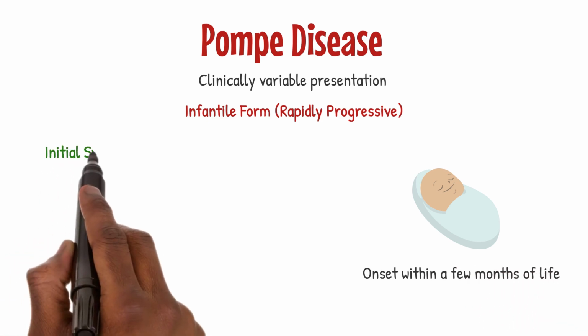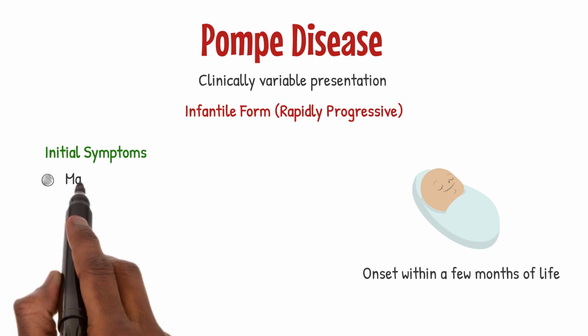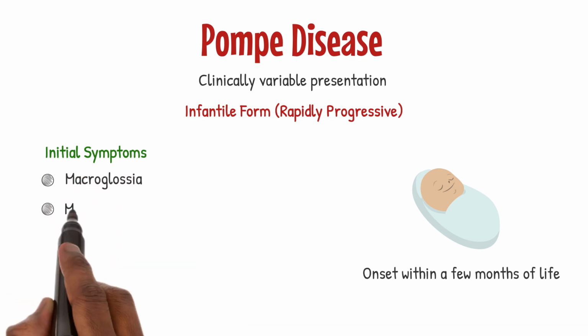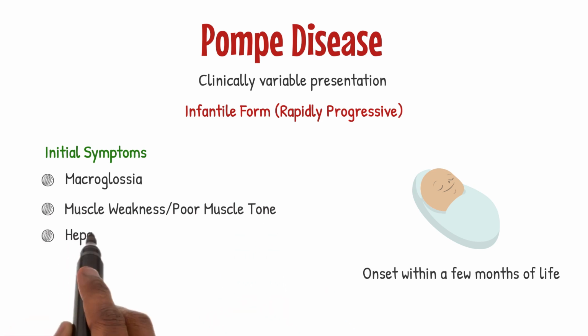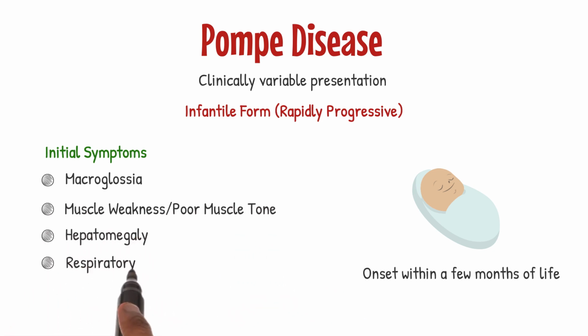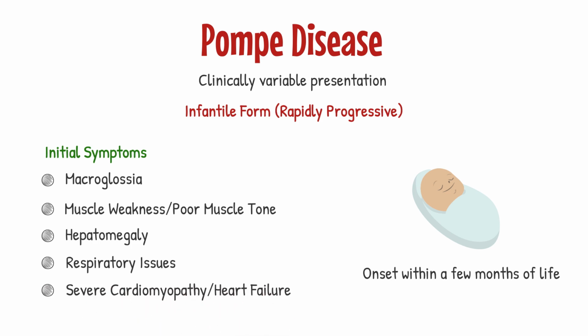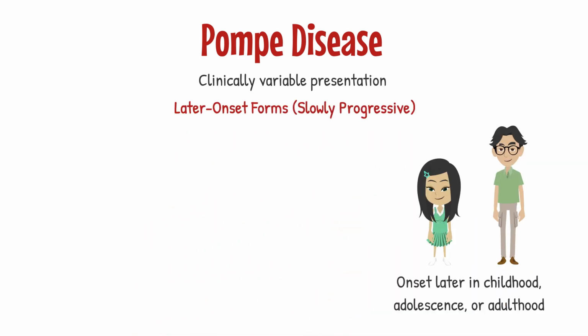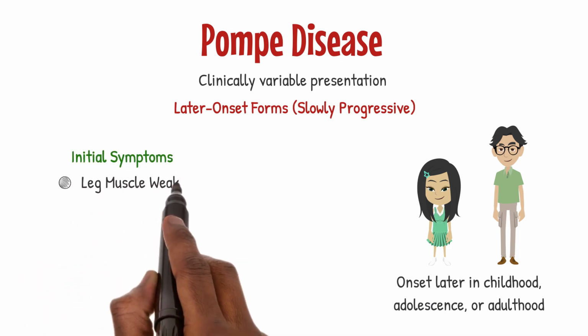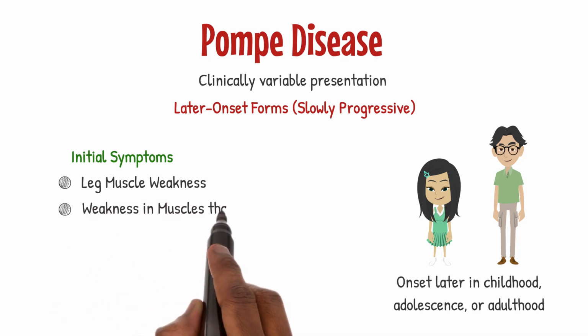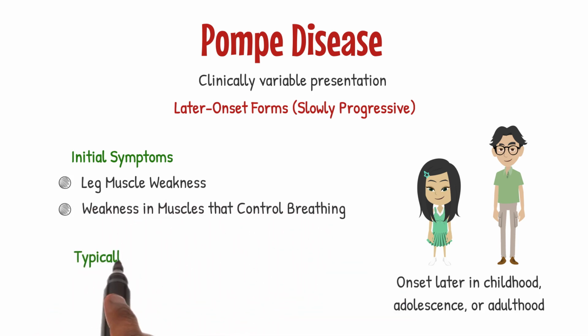Early symptoms include macroglossia or an enlarged tongue, muscle weakness, poor muscle tone, hepatomegaly, respiratory issues, and cardiomyopathy. Those with later onset Pompe disease will have much slower progression of disease symptoms, such as muscle weakness in the legs and muscles that control breathing. The later onset form does not usually involve cardiac symptoms.